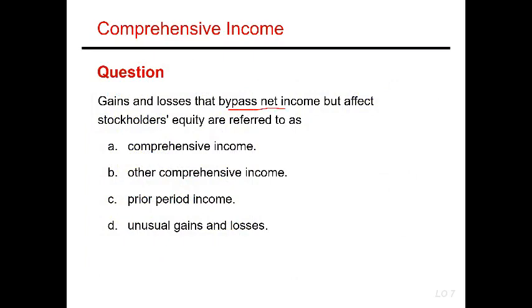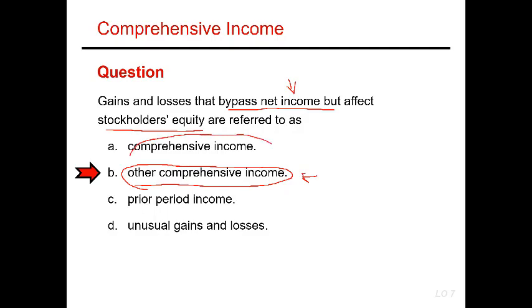Gains and losses that bypass net income but affect stockholders' equity are referred to as other comprehensive income. So the ones that bypass net income are called other comprehensive income. Net income plus other comprehensive income gives you comprehensive income. Okay? All right.